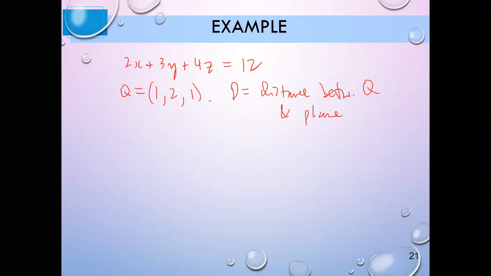So how would I find that? What do I need in order to find that? I need a normal vector. What's the normal vector, Daniel? Yeah, so those three coefficients tell me what a normal vector is. It's just going to be (2, 3, 4). What else do I need?